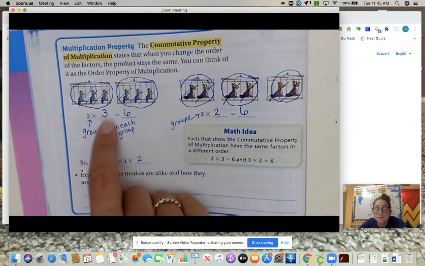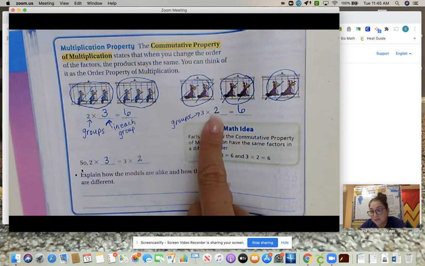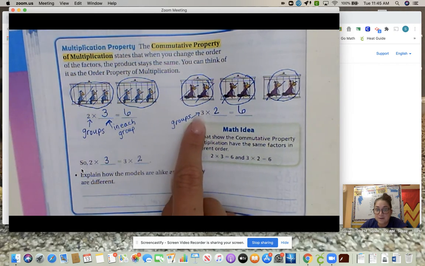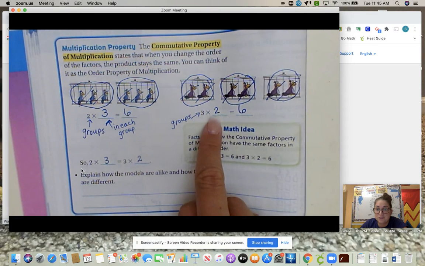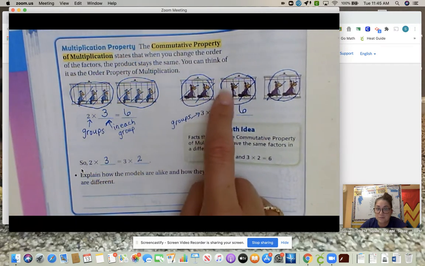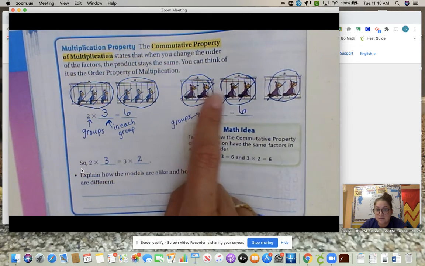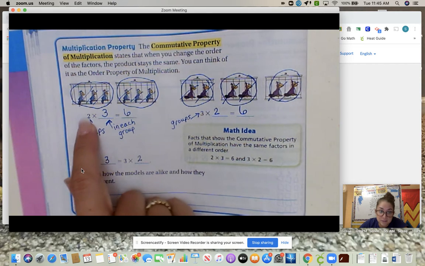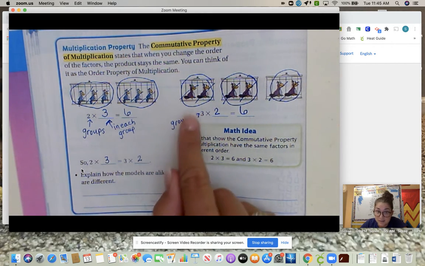Well, you could still flip 3 and 2, but you'll have a different picture. Instead of an array, you have groups and objects. So now we have 3 groups, 1, 2, 3, and now we have 2 in each group: 1, 2, 1, 2, 1, 2. We count them all up, we get 6: 1, 2, 3, 4, 5, 6. So 2 times 3 equals 6, which means the same as 3 times 2.